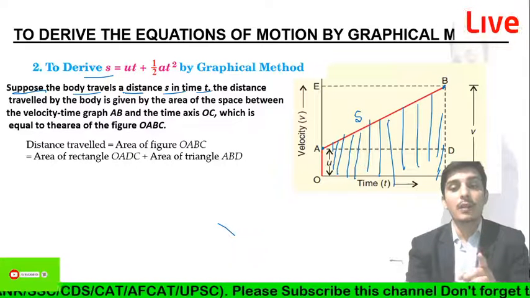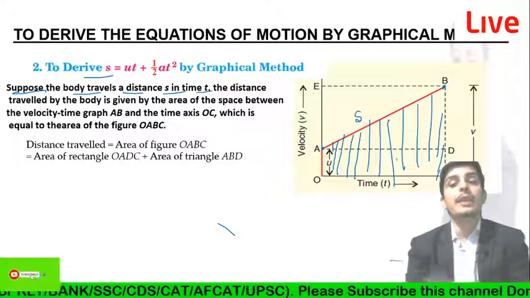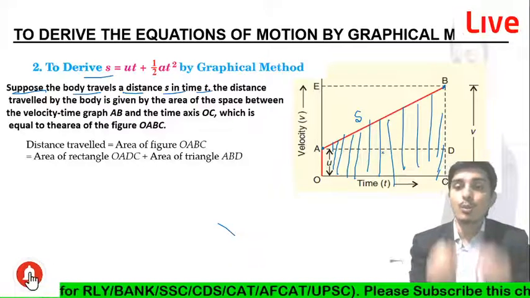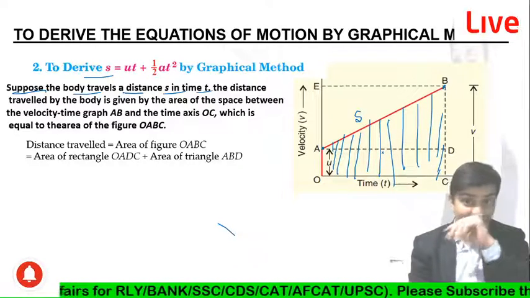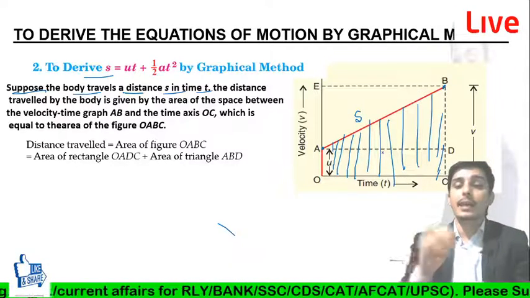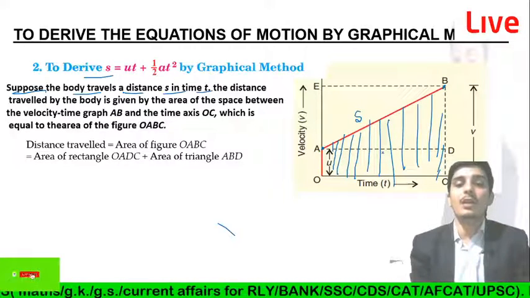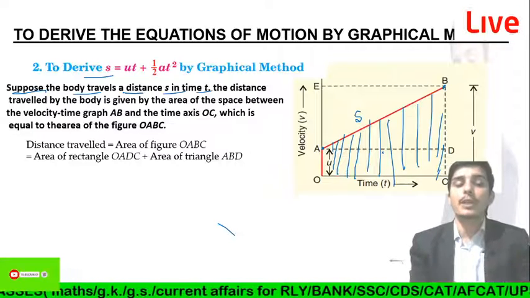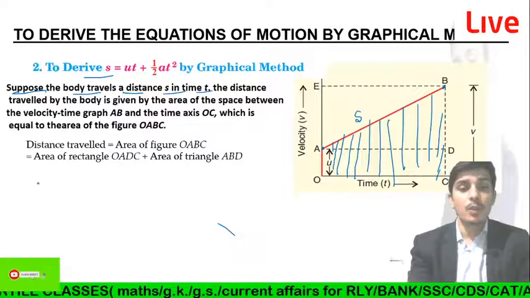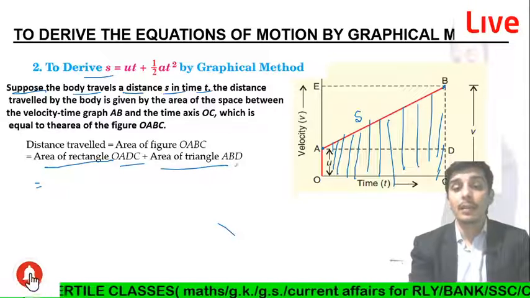First one is the rectangle OADC. OADC is the rectangle, and ABD is what, guys? ABD is a triangle. So after adding the areas of the rectangle OADC and the triangle ABD, we will get the value. What value will we get? We will get the area of the complete figure OABC, right? So we can write here the area of rectangle OADC and the area of triangle ABD.